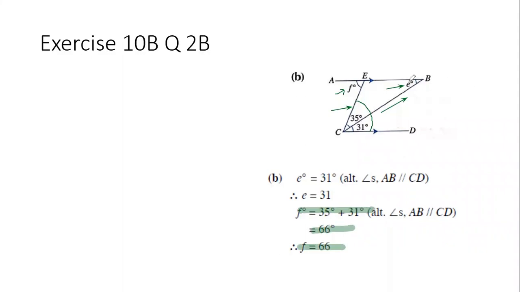Okay, now I need to find this value E here. So I clearly see that this angle E is an alternate angle to 31. So we can conclude that this angle E is equal to 31. And these are the values we needed to find out. We have the value of F and we have the value of E.